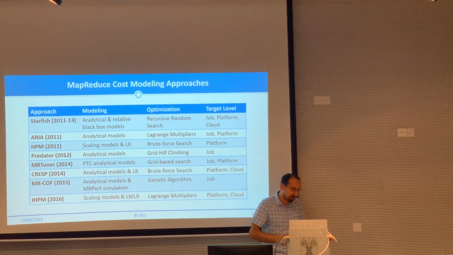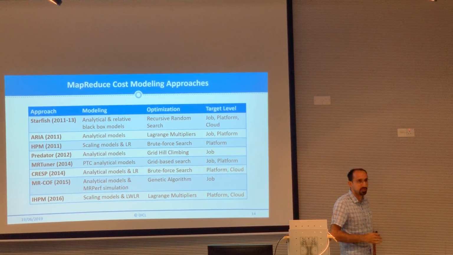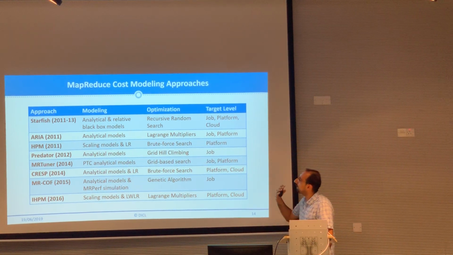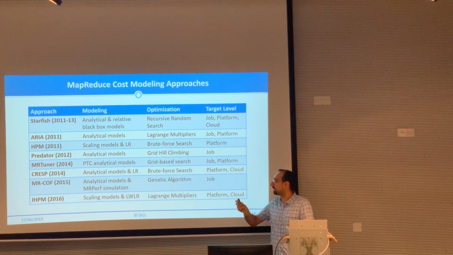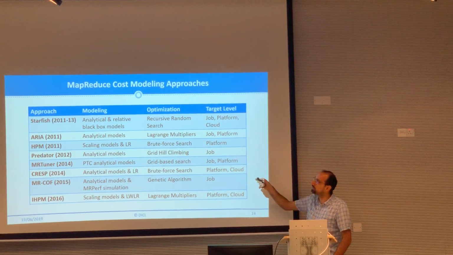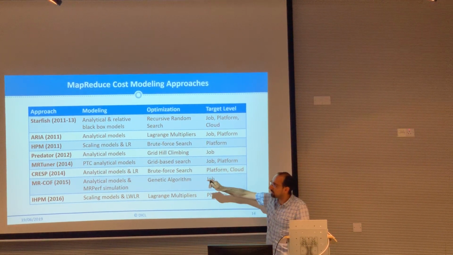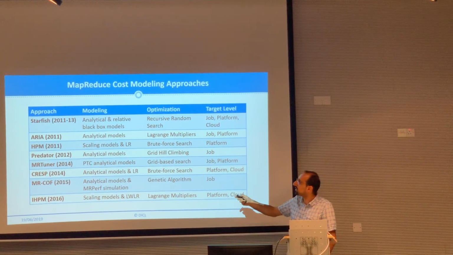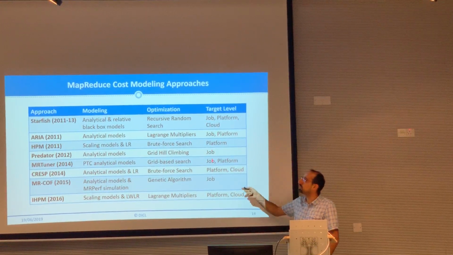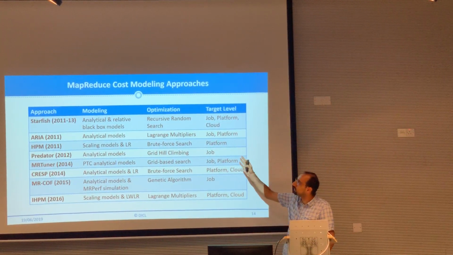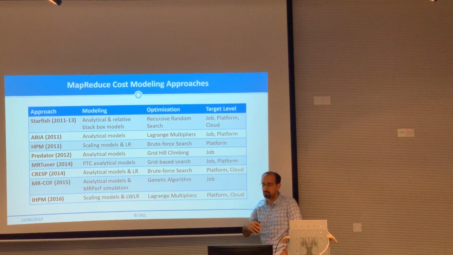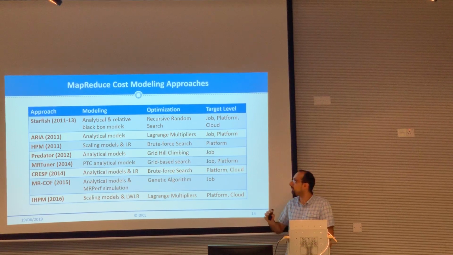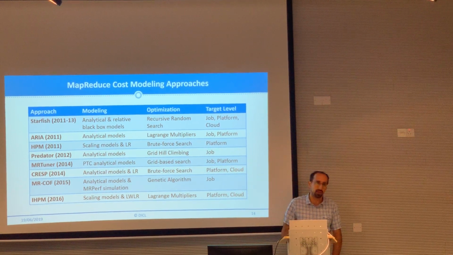Now, afterwards, there was a bunch of other work that essentially addressed the same problem, trying to optimize configuration parameters at different levels using different approaches. These are a small sample of perhaps the most impactful work. The main difference comes in the type of optimization. We've used recursive random search, others use Lagrange multiplier or grid hill climbing or genetic algorithms and so forth in order to get the job done.